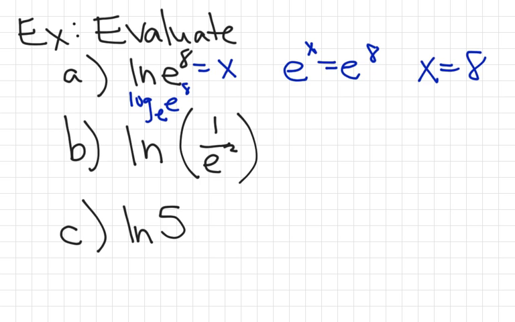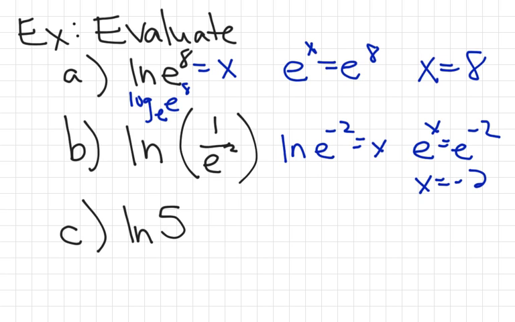In b, the natural log of 1 over e squared. Let me rewrite that first. I'm going to rewrite that as the natural log of e to the negative second, because that's going to make this problem a little bit easier. So now I'm going to rewrite this in exponential form. E to the x is equal to e to the negative second, so x must be negative 2. The last one, natural log of 5, that you can just plug into your calculator. You plug it in and you get 1.609.